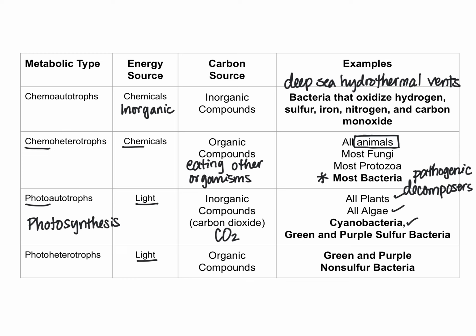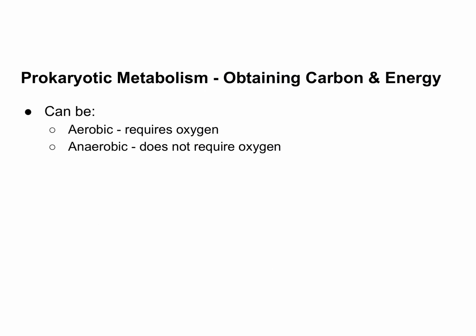So overall, with living organisms, chemoheterotrophs and photoautotrophs are the more common metabolic strategies. But as you can see, these other ones do exist. Prokaryotic metabolism can also be aerobic, meaning that oxygen is required, or anaerobic, meaning that oxygen is not required.